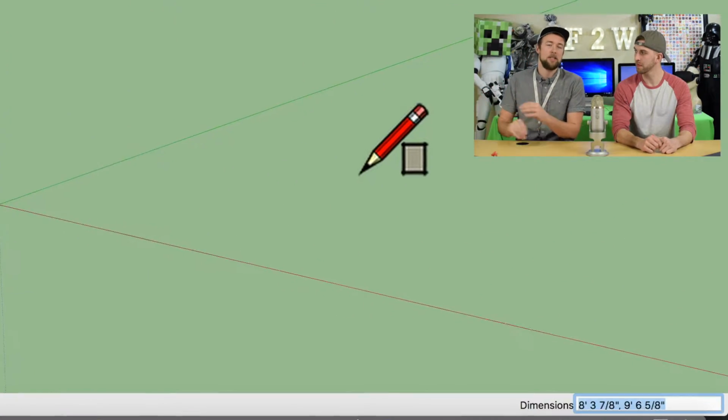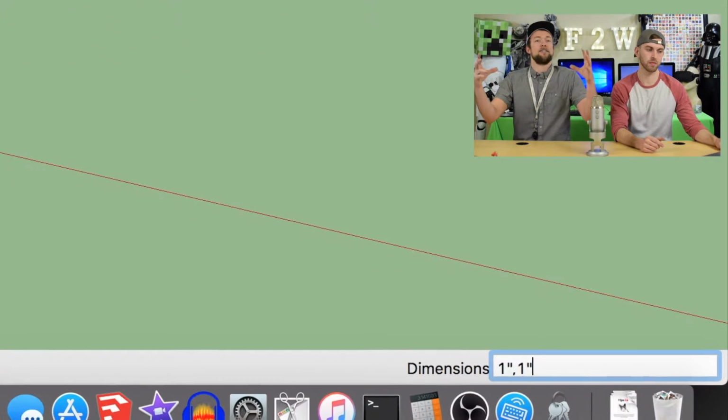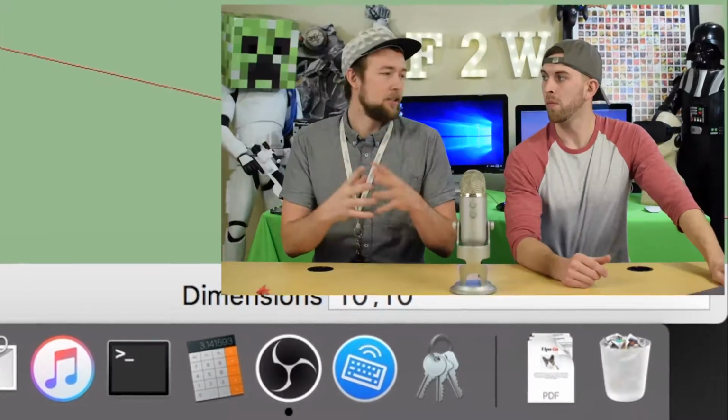Question 5. How can we tell how big our object is? When you're working in a 3D modeling environment, it's kind of hard to tell how big your object is. There's usually a dimensions bar in the program that will say this right now is 1 inch by 1 inch, and now it's 10 feet by 10 feet. That's a massive object. So you can usually check the dimensions bar to see how big that object is when you're 3D modeling.